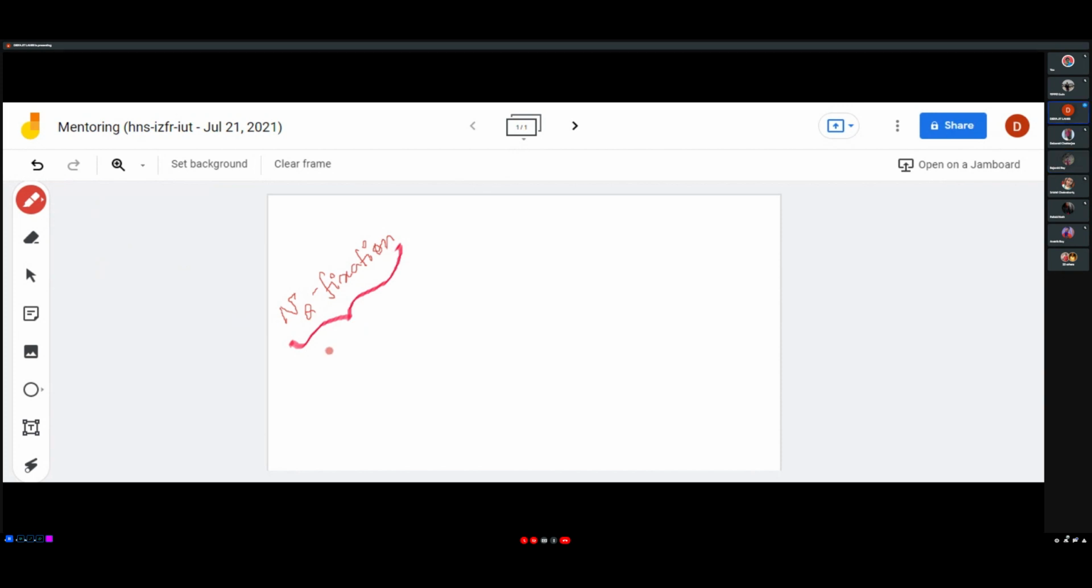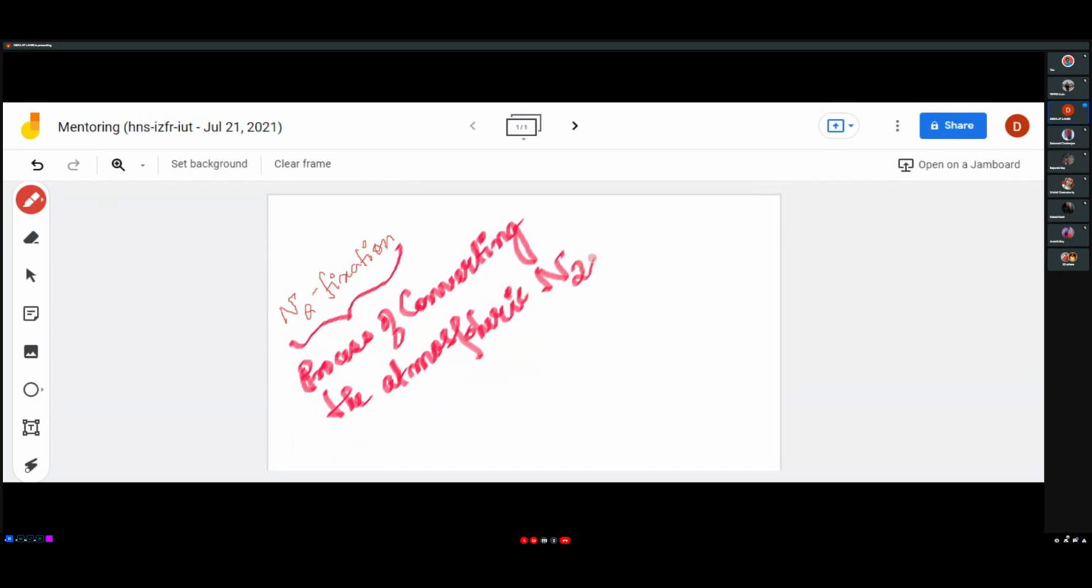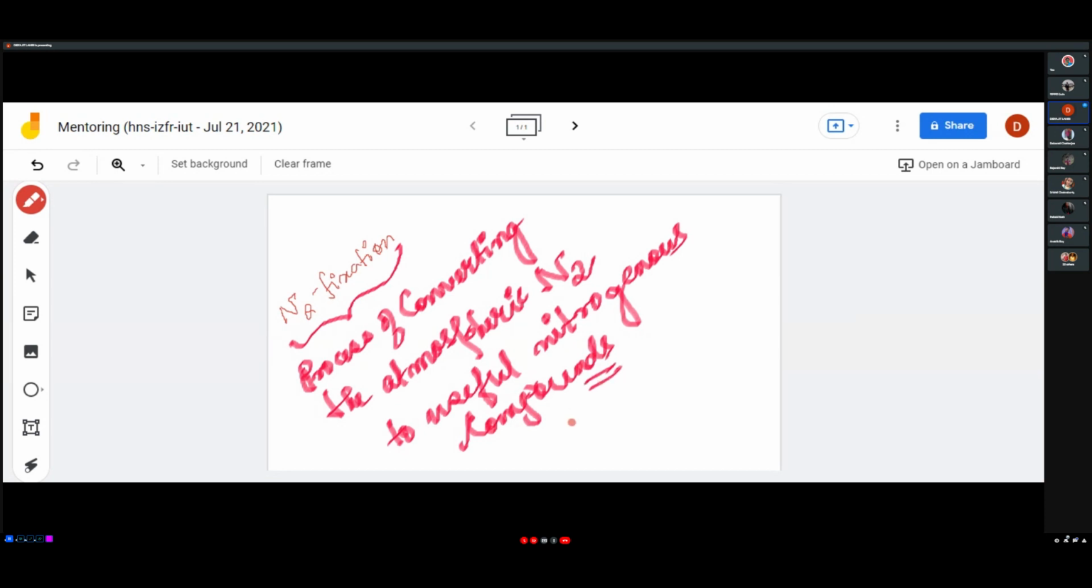Hold on. The nitrogen fixation is what? It is the process of converting the atmospheric nitrogen to useful nitrogenous compounds. That is said to be nitrogen fixation.